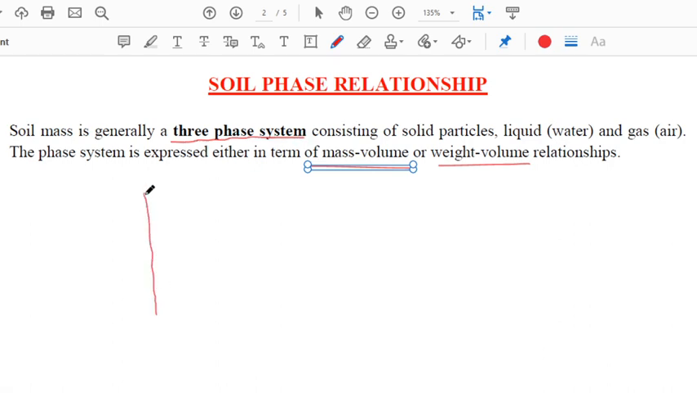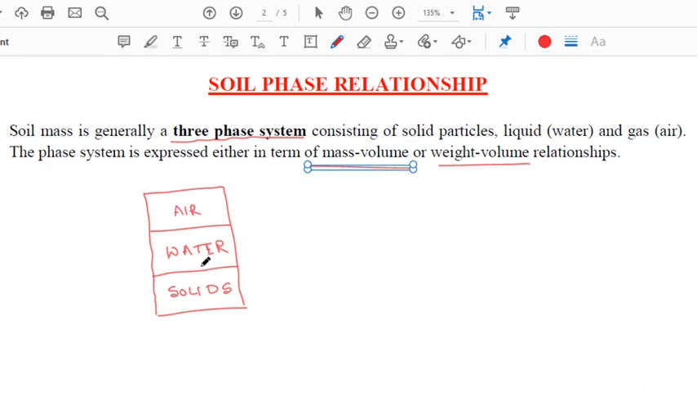If you draw the three-phase system, it looks somewhat like this. It comprises three phases. The first phase is solids, so we write over here solids. The second phase is liquid, that is water, and the third phase is gas, which is air.